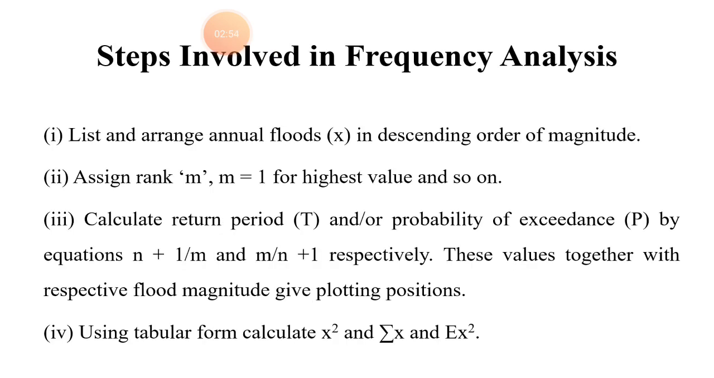There are different steps involved in Gumbel's method. The first step is to list and arrange the annual floods, that is small x, in descending order of magnitude. Second step, for this arrangement, assign rank m, with m equal to 1 for the highest value and so on. In the third step, calculate the return period or probability of exceedance by the equations (n plus 1) by m and m by (n plus 1) respectively. These values together with the respective flood magnitude give the plotting position.